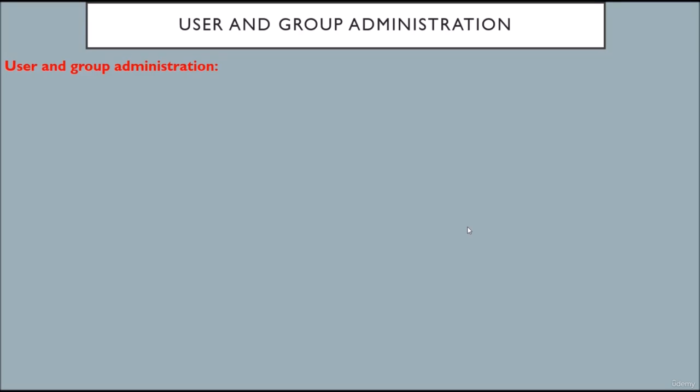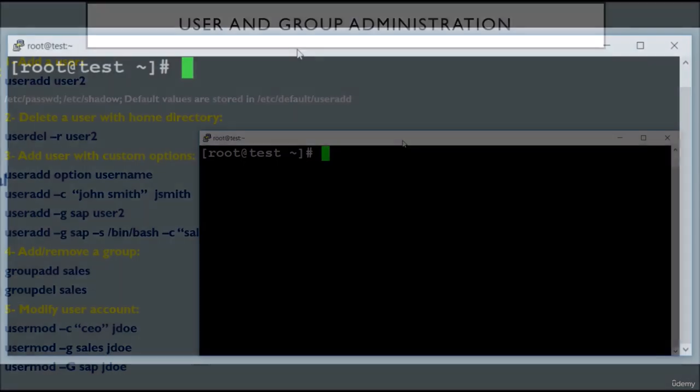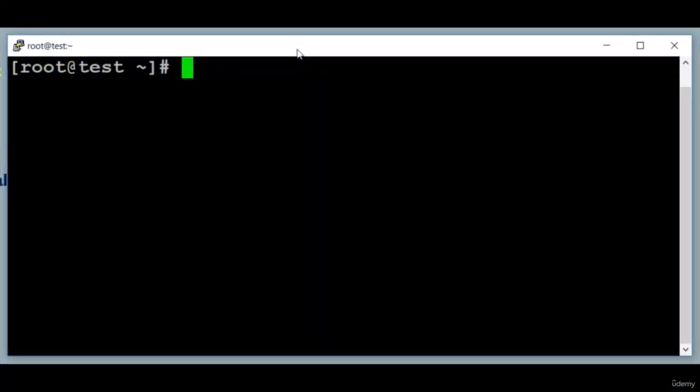In this lecture, we will talk about user and group administration. You will learn how to add a user with default and custom options, delete a user, add a group, delete a group, and modify user accounts, and the commands we will use: useradd, groupadd, userdel, groupdel, and usermod. Let's start with the first example, how to add a user.